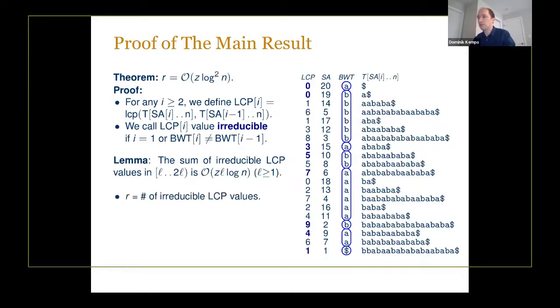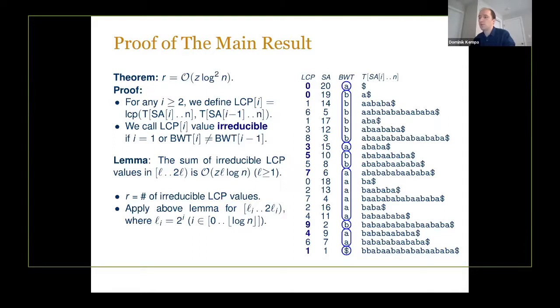Now observe that the above lemma is all we need to prove our main result. First, recall that the number r of runs in the BWT is equal to the number of irreducible LCP values. And then the key trick is to classify all BWT runs into log n buckets based on the value of the corresponding irreducible LCP value. More precisely, we consider intervals of the form L_i to 2L_i, where L_i is equal to 2 to the i for all i between 0 and log n. And this way, every irreducible LCP is accounted for.